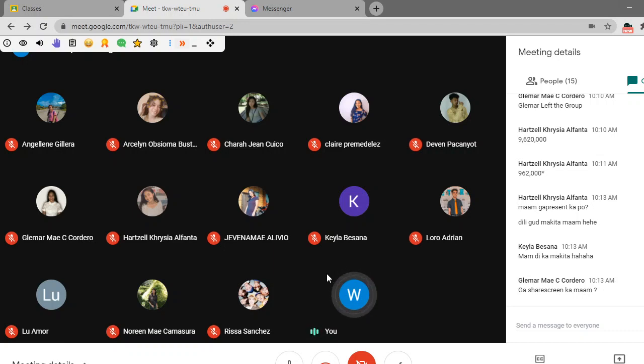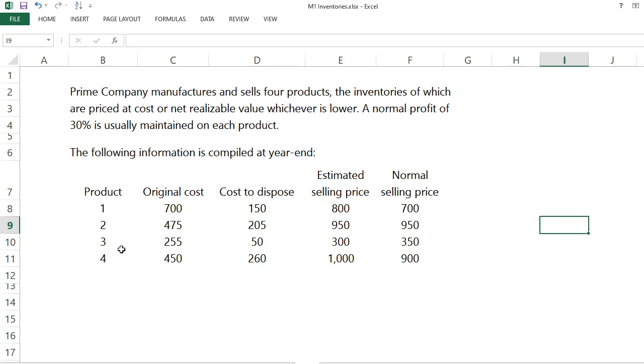Ayan. Punta tayo sa 12-2, yung assignment natin. We have here Prime Company, and we are required to determine the unit value for each product applying the LCNRV value in measuring inventory. Per product naman pala. So, ganun lang. We have here the cost, and then we have here the NRV. Sige. Yun pala ang kailangan nating i-compute, si NRV. So, what do you think?